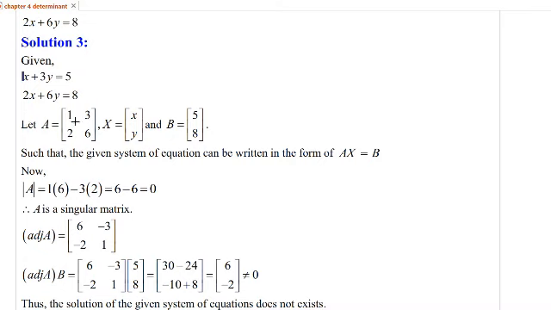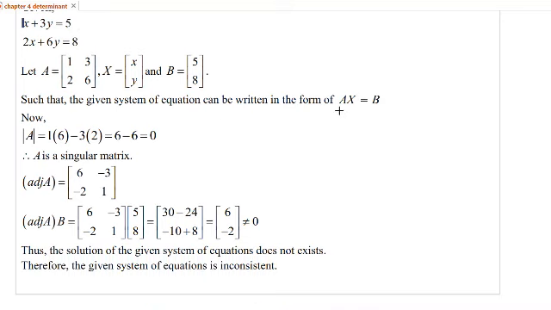First one is 1 3 2 6 with the coefficients, then the variable matrix, and then the matrix formed by these constants. Then I followed the formula Ax = B and found the determinant. I found that the determinant is 0. On finding that the determinant is 0, we can't directly say that it is inconsistent, because there is one possibility of it being consistent, right?